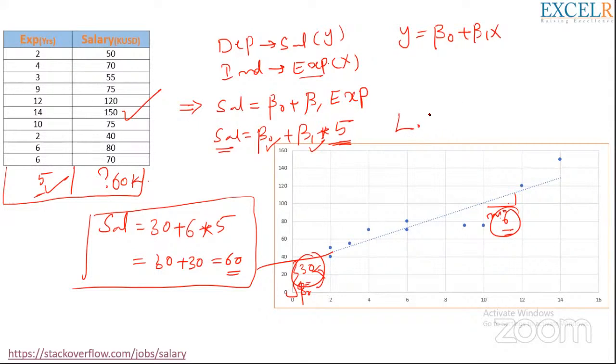Using the least squares method, we are going to estimate the values for beta naught and beta 1. That we'll discuss after the break. Let us take a break now, a 10 minute break.